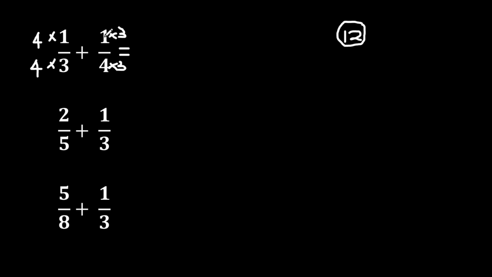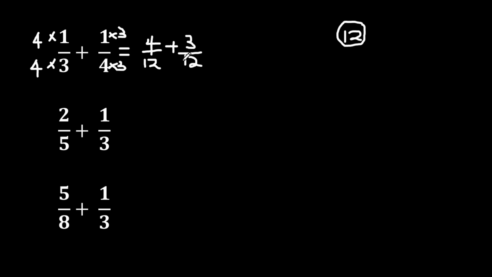So now we'll have 4 times 1 should give us 4, divided by 4 times 3 here will give us 12, and we'll have addition. And now the next one, we'll have 1 times 3 should give us 3, and 4 times 3 should give us 12. So now we have 12 as the denominator.